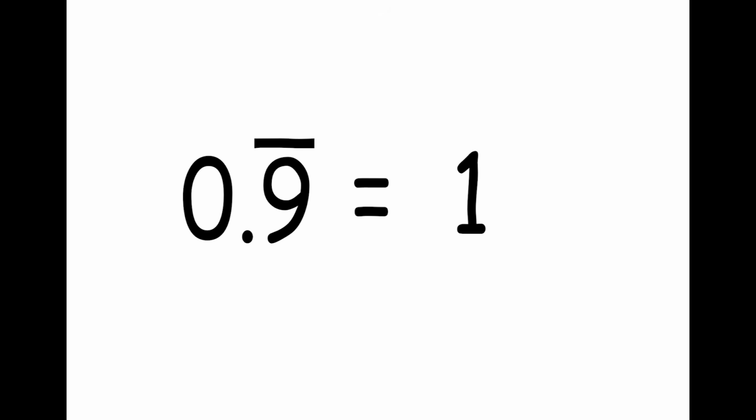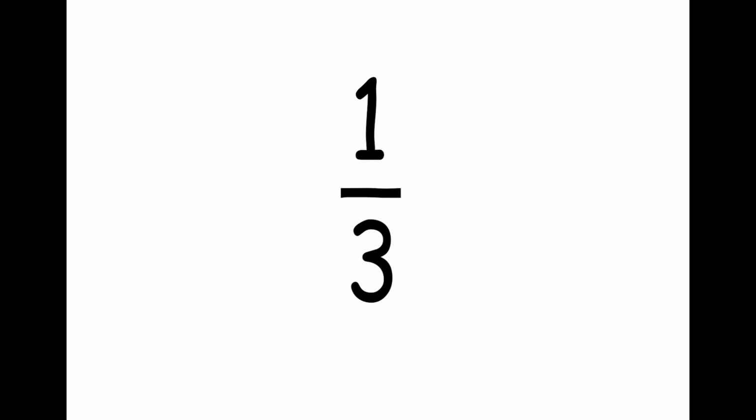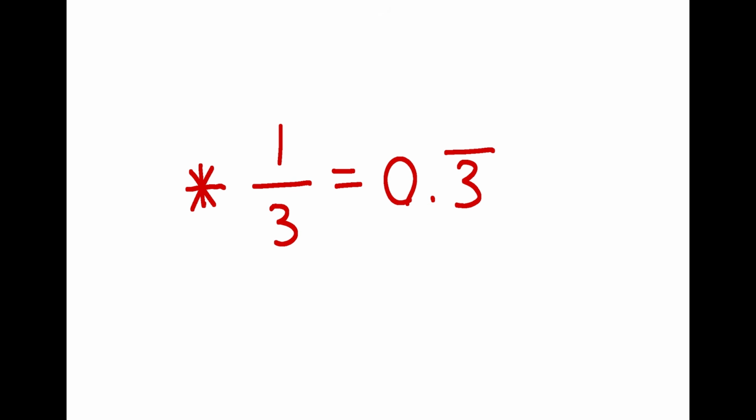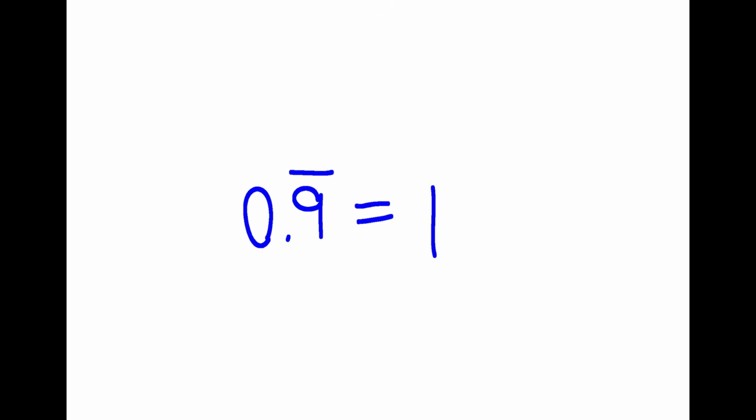We can also see this pretty easily with the fraction 1 over 3. When 1 over 3 is multiplied by 3, we get 1. But remember, 1 over 3 can also be represented by 0.3 recurring, being equivalent to one another. Multiplying 0.3 recurring by 3, we get 0.9 recurring. If both these statements are true, this also implies that 0.9 recurring must equal 1.